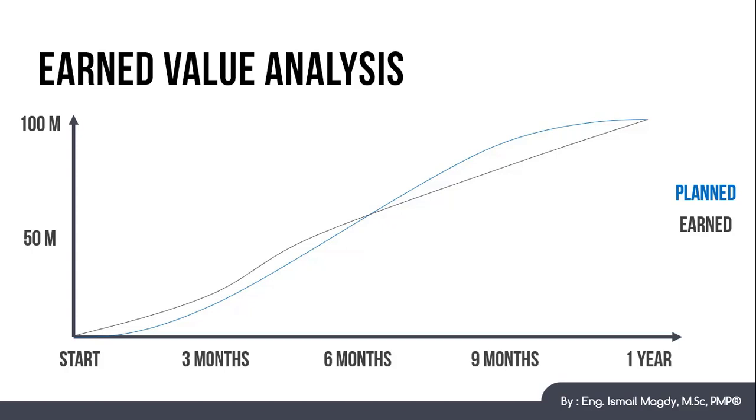And now we can see the last curve, which is the actual cost curve, and this reflects the actual expenses the contractor had to pay through the project at any point, and we can see that this curve is irregular.